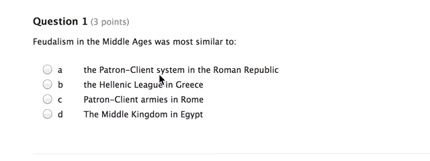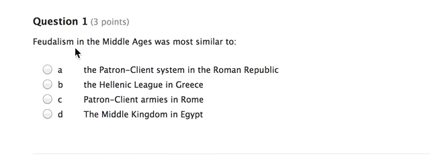So then we're left with patron-client system in the Roman Republic and patron-client armies in Rome. Both of these are about systems of mutual obligation between different layers of the social hierarchy. The better answer really is C, because patron-client armies are about a general and his soldiers. A is very close in the sense that it's about different layers of mutual obligation between patricians and plebeians, sometimes between wealthier plebeians and other plebeians.